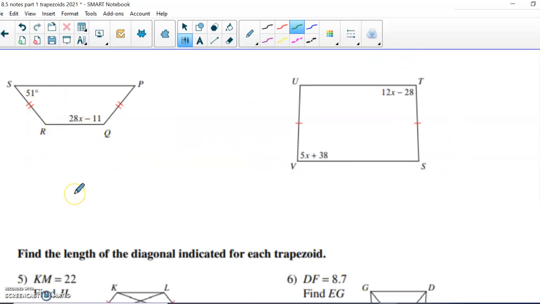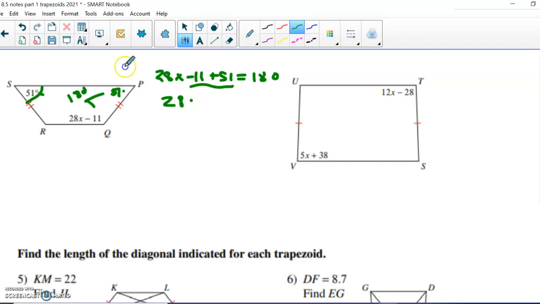Okay, again, we're given an isosceles trapezoid. So if this angle is 51, I'm allowed to assume that this angle is 51. And I know together these two have to equal 180. So I'm going to say that 28x minus 11 plus 51 gives me the 180. Combine my like terms together. I have 28x plus 40 equals 180. Subtract 40 from each side. 28x equals 140. And then we're going to divide 140 divided by 28. And it looks like x is going to equal 5.